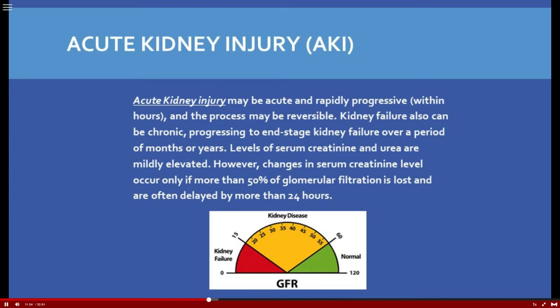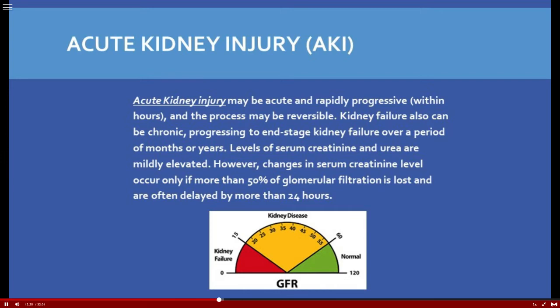So what we do when we're actually watching a patient's kidney, the best way to monitor is something called glomerular filtration rate, GFR. GFR is readily available on any urinalysis, okay? Very cheap way to monitor that. So we know that kidney failure can also progress to a chronic stage, but the good news is with acute kidney failure, it can be reversed. So we watch levels of serum creatinine and urea, which of course are going to be elevated.